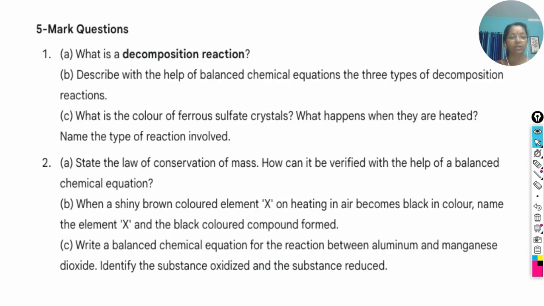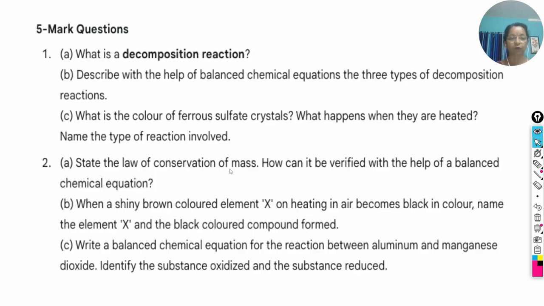The 5-mark question. What is a decomposition reaction? Describe with the help of a balanced chemical equation 3 types of decomposition reactions. We discussed what is the color of ferrous sulfate crystals, what happens when they are heated, and the type of reaction involved. The color is green, and on heating it is decomposition. What happens when they are heated? We are getting ferric oxide, sulfur dioxide and sulfur trioxide, which we learned in the previous lesson.